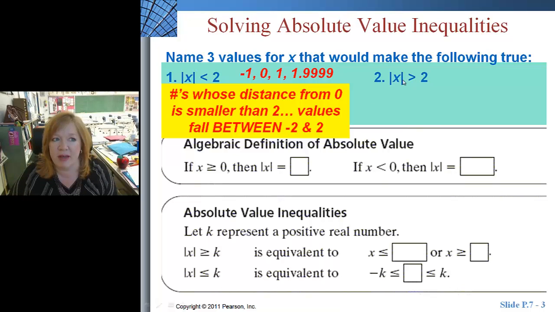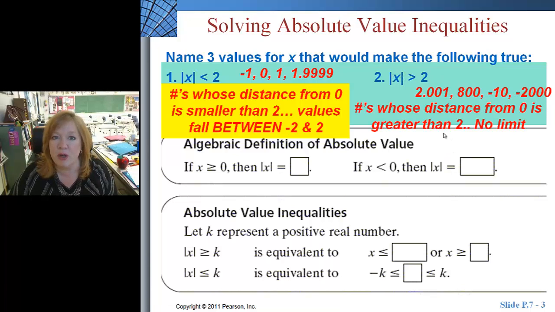All numbers whose value is greater than 2, there's no limit. So you could pick 2.001, 800, -10, -2000. You want all numbers whose distance from 0 is bigger than 2. There's no limit. Now, going to the definition of absolute value, if x is positive, it stays the same. But when x is negative, it's the opposite. So, for example, absolute value of -2 would be +2. It would be the opposite of that.